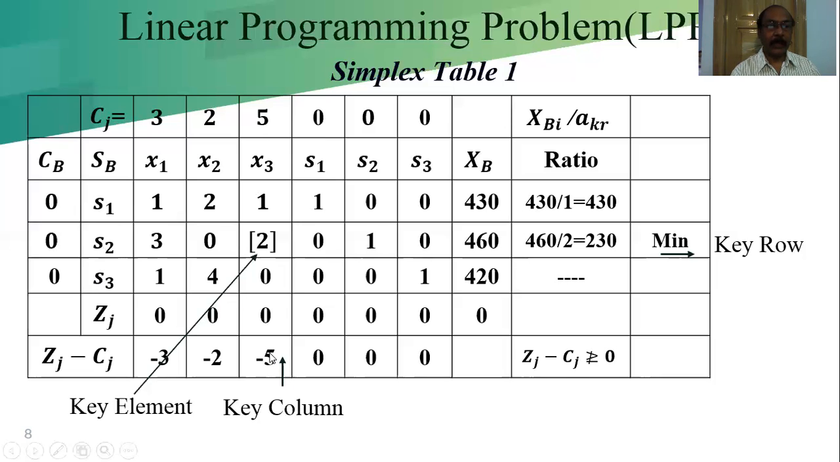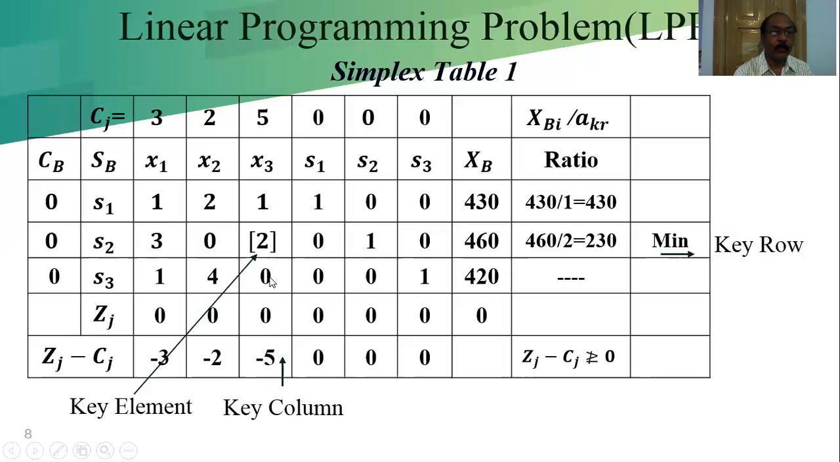Among -3, -2 and -5, -5 is the most negative. So where is the -5? It corresponds to the variable x3. So this is our key column. Now we have to find out the key row, then we will get the key element.